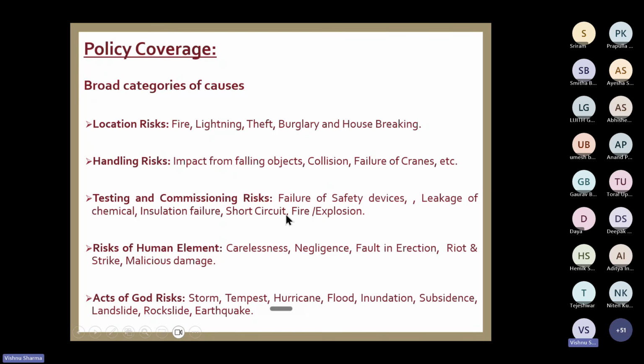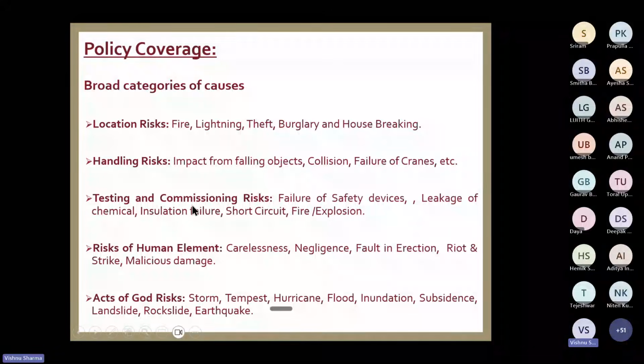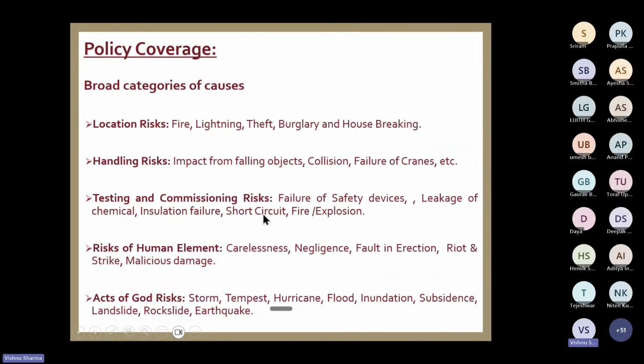Then it covers testing and commissioning. During the course of testing and commissioning, if there is a loss, it is covered.